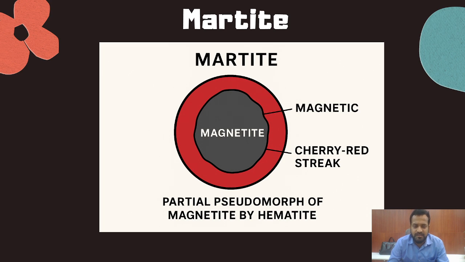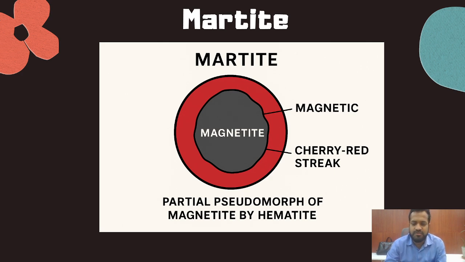it will be deflected because of magnetism. That magnetic property, hematite doesn't have. So definitely there is some magnetite as well. Now, primarily magnetite and hematite cannot form in the same process. So there is some secondary process in which partial pseudomorph of magnetite by hematite occurs. That is called martite.